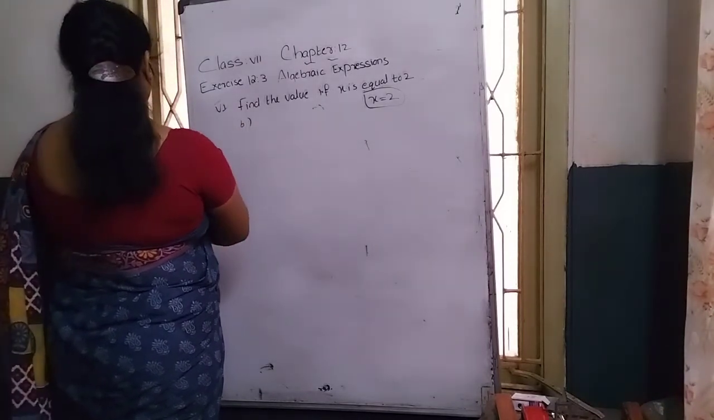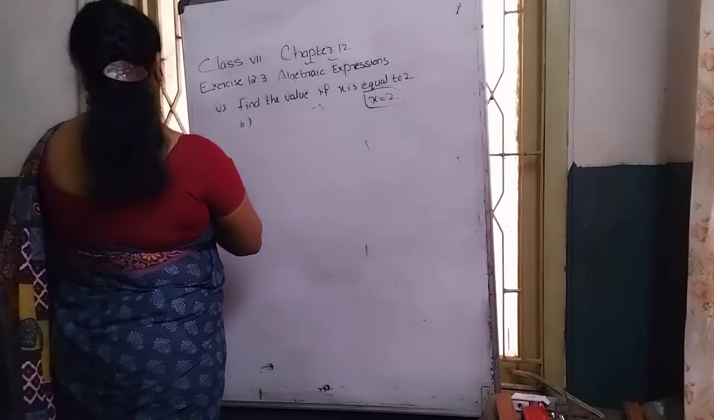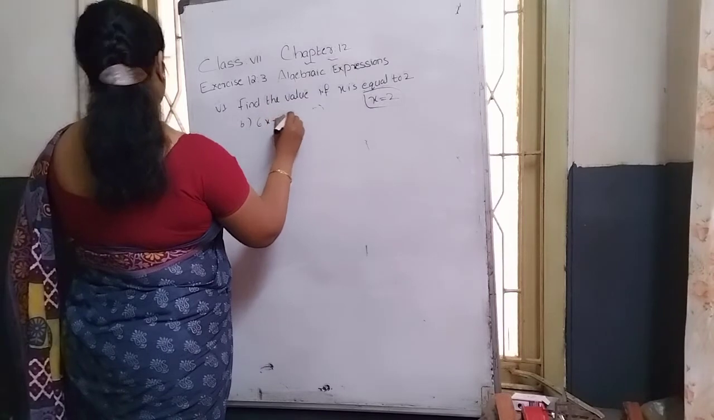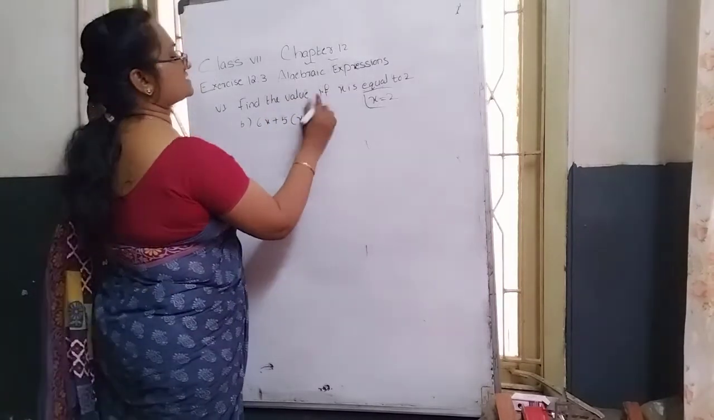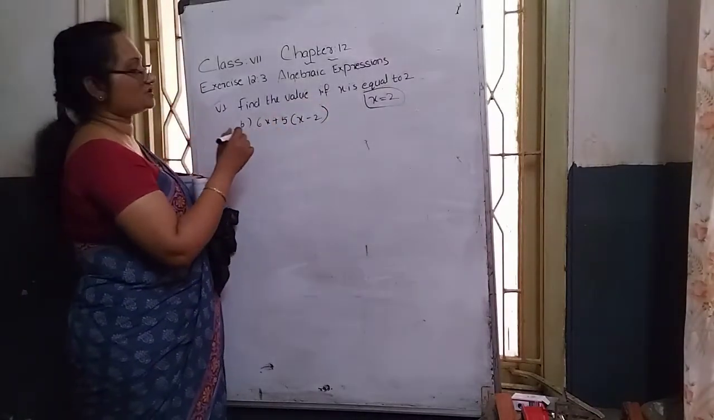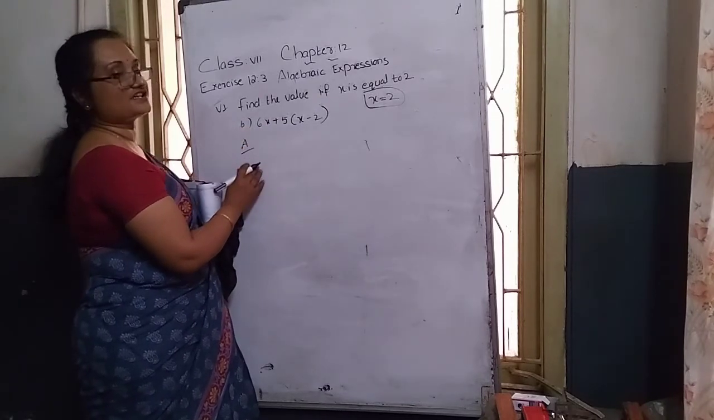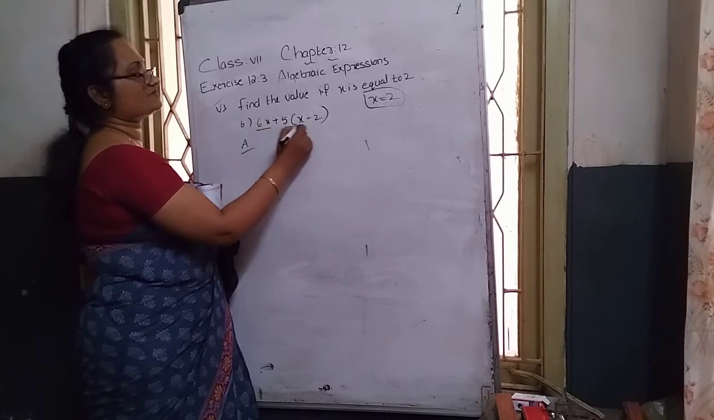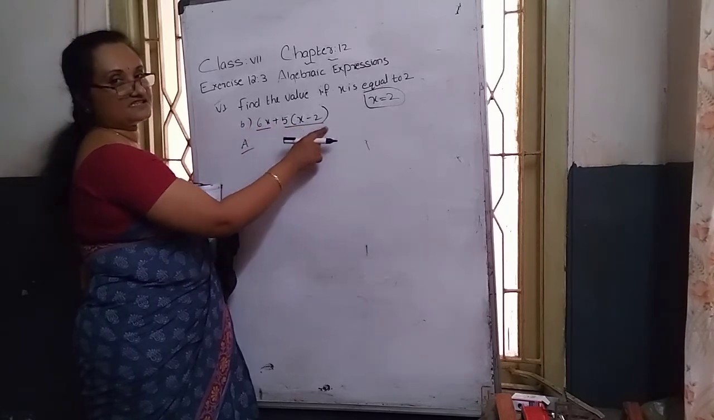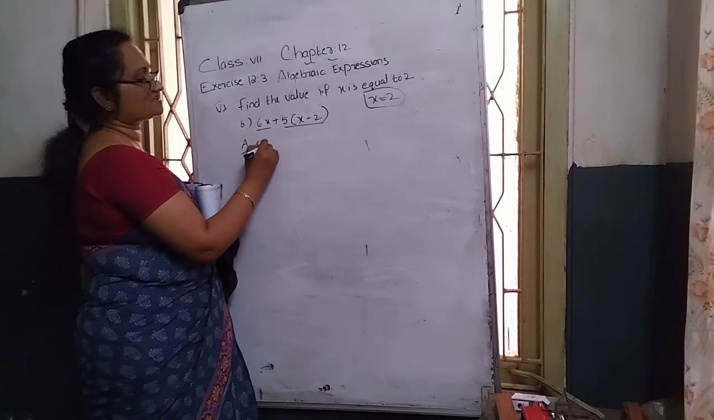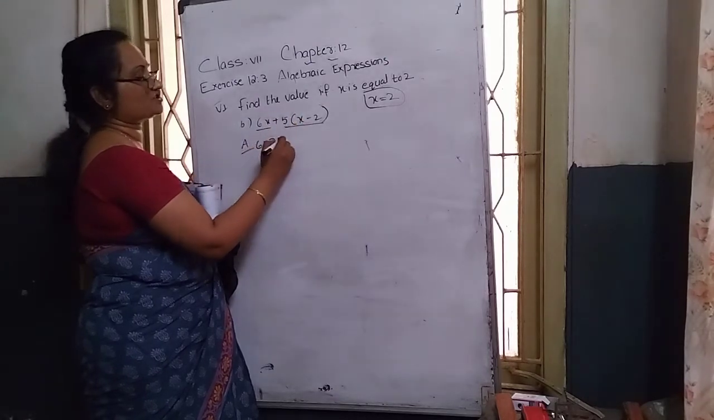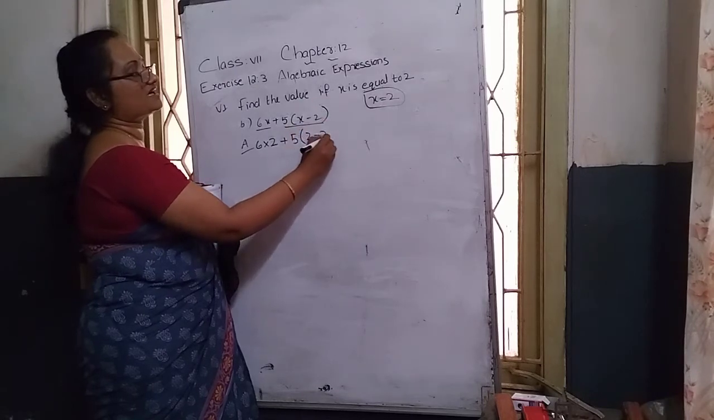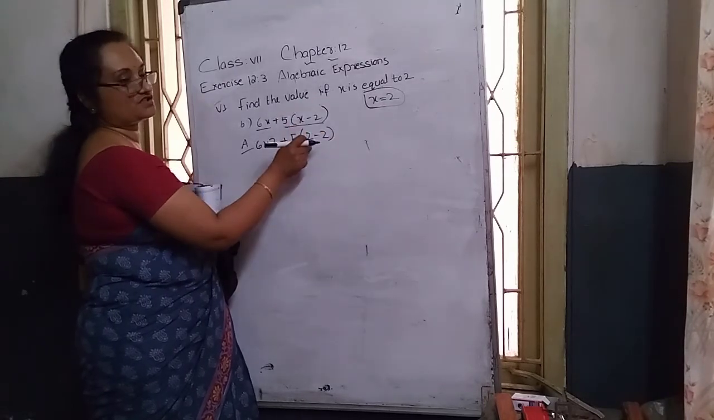Same model. Here the question is given that x is 6x plus 5 into x minus 2. The same one: x value is how much? 2. That means where x is, substitute 2. Here also, how many terms? First term, they are separated with a plus, then this is the second term. 6x means 6 into x value. X value is how much? 2. Plus 5 into x minus 2: x place 2 substitute, 2 minus 2.